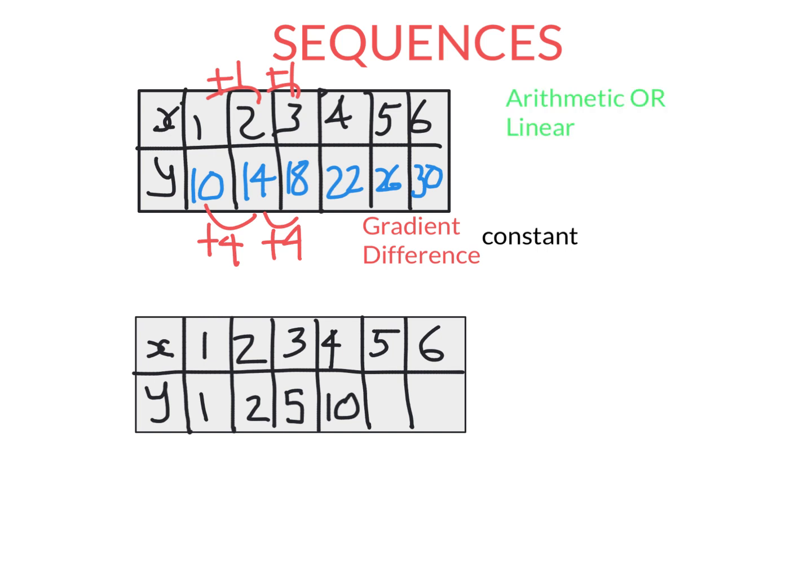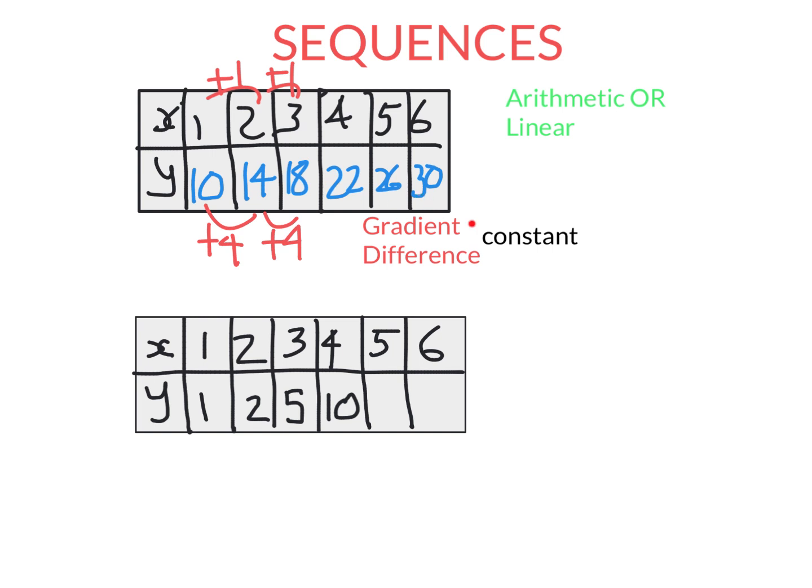When such a situation arises, we say the sequence is arithmetic. The sequence 10, 14, 18, 22, 26, 30, and so on is an arithmetic sequence, and we also call it linear because if you were to plot each of these as a point, so plot the point (1, 10), (2, 14), (3, 18) in the Cartesian plane, they would all lie in a straight line. And it turns out that this happens whenever the gradient or first difference is constant.